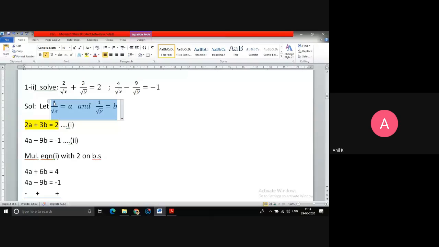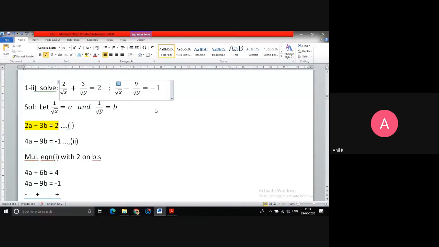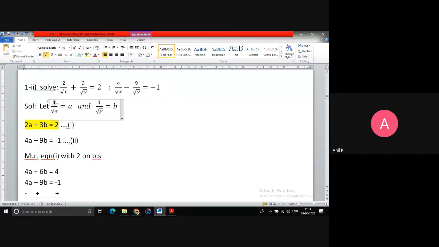So you may ask, sir, why don't you take 2 upon root x as a? If I take 2 upon root x as a and 3 upon root y as b, then here I don't have 2 upon root x, right? Here I have 4 upon root x. For example, instead of 4, if I have 5 here, then what should I do? That's why I take 1 upon root x as a. I don't take any constant other than 1 in the numerator, and 1 upon root y as b. Even in my previous question, I took 1 upon x as p. So the numerator will always be 1 only.